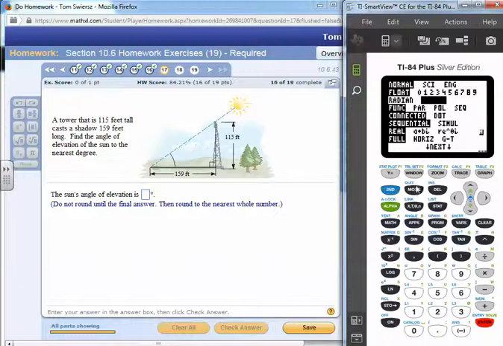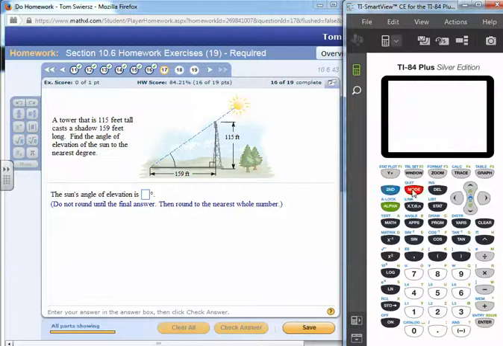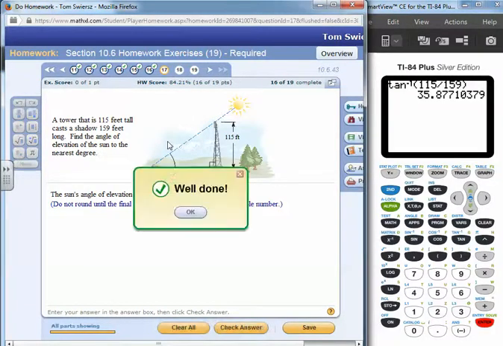To get out of this mode, you see the quit above the mode in blue, so you hit second quit, or second mode for quit. Now we need to do the second tangent inverse of 115 divided by 159. Since you have that division, you need a right paren there, and then you hit enter, and you get 35.8. Round to the nearest whole number. There's a 0.8 in the tenths, so we round up to 36 degrees, and there's our correct answer.